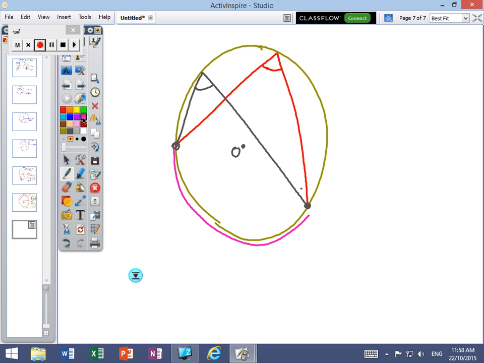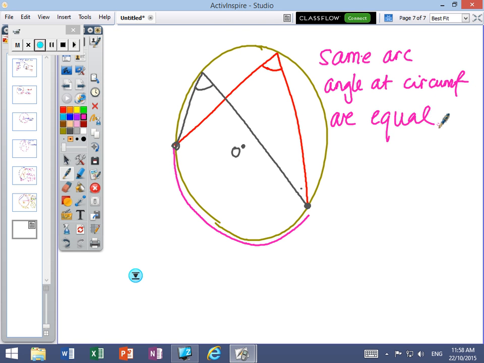Okay, so we've had some discussion off tape, and same arc, angles at the circumference are equal. If I call this angle X, then that angle will also equal X. Using the same idea, at the top we have the same arc, which means the angles at the bottom corners, which I'll call Y, are both equal to each other as well.